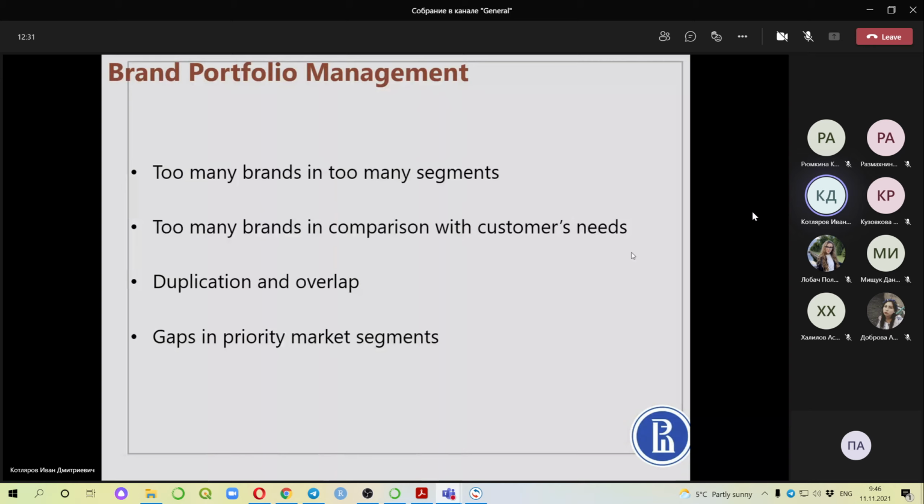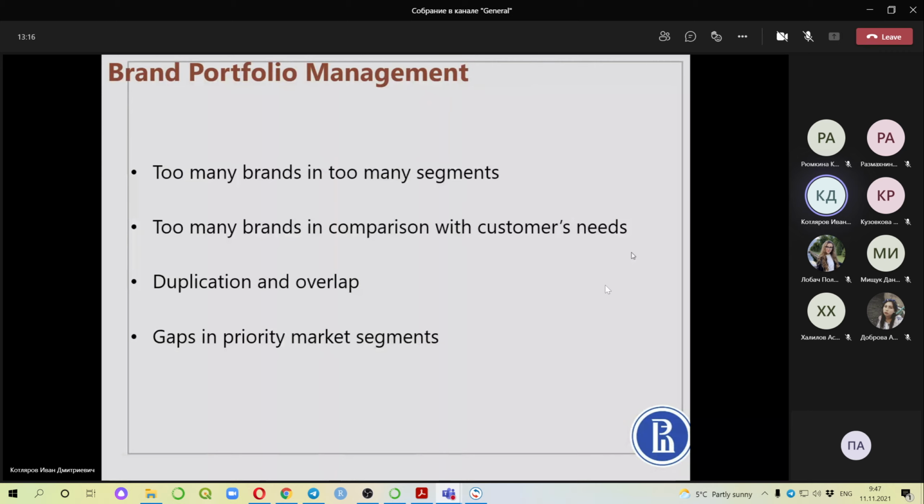Okay, the second problem, too many brands in comparison with customers' needs. What it can mean, guys? Too many brands in comparison with customers' needs. So customers don't want those brands. So there are too many of them. Okay, actually, we have more brands than customers have needs. It means that some of our brands are just unnecessary. They do not correspond to typical needs of our customers. It is the first problem.